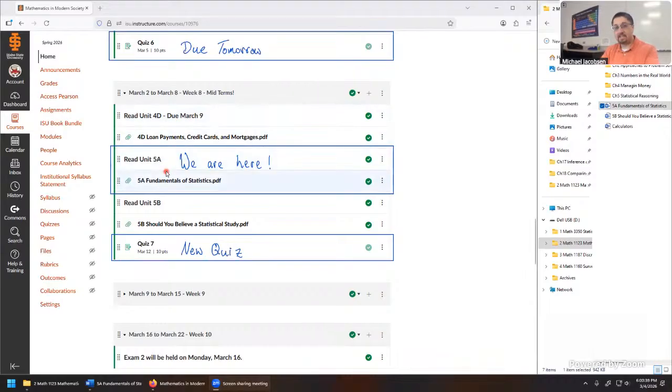Now, for statistics, so far, both of these units are really just about concepts, getting used to the vocabulary before we start beginning to look at some of the computations in Unit 5C. So there's lots to talk about before we even get started: population, sample, and parameter versus statistic, and other things about sampling designs and so on that we're going to be getting into in this unit.